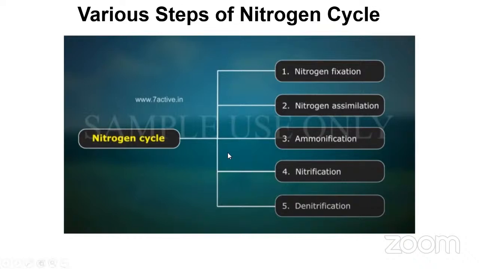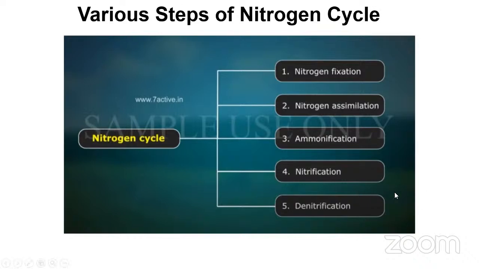Then ammonification: when these animals die, organic nitrogen is converted into ammonia. This is done by saprophytic bacteria and fungi. Then in nitrification, nitrifying bacteria convert ammonia into nitrates. And then denitrification, nitrate is converted back into atmospheric nitrogen.